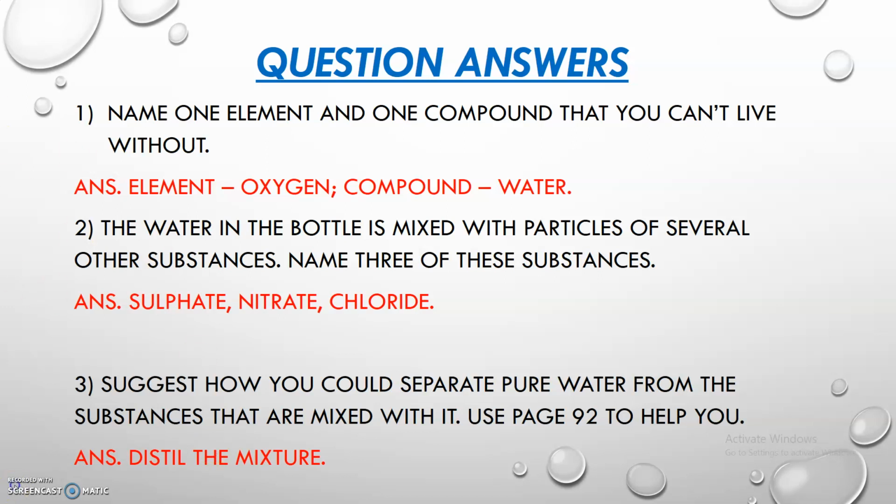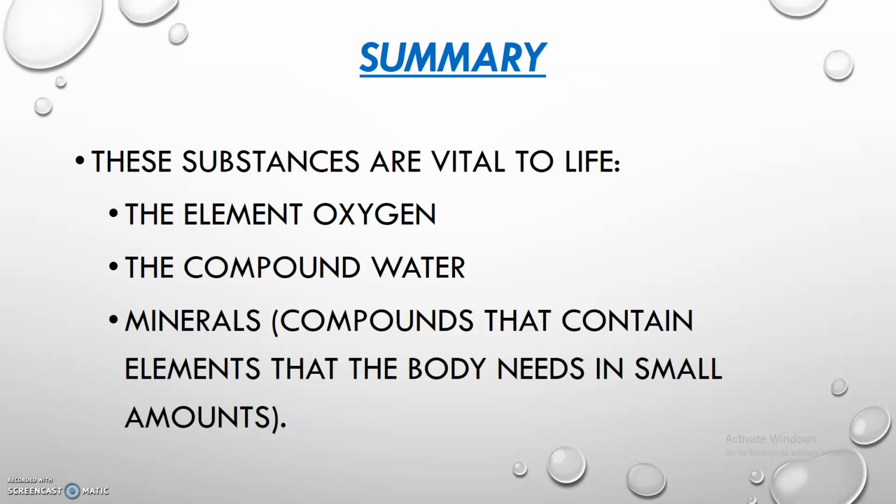Okay, dear students. So now I will give you the summary of this lesson or this part. These substances are vital to life. So which is a vital element? Oxygen. Which is a vital compound? Water. Then another vital substance? Minerals. Compounds that contain elements that the body needs in small amounts. That is the definition for minerals. Compounds that contain elements that the body needs in small amounts. So this is all about today.